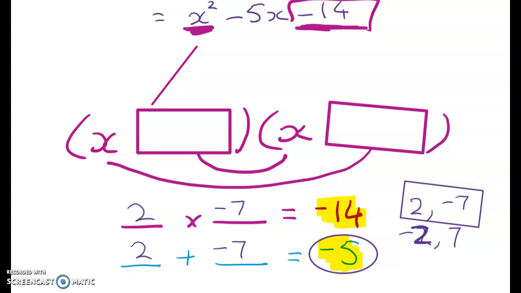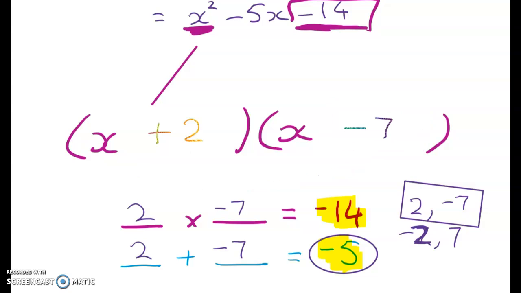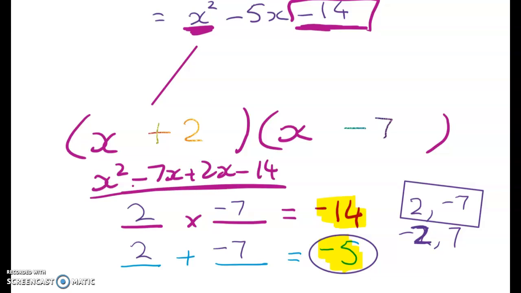Right, and when we put that back in, we can see if it works. So we never need to get a factorizing question wrong because we can always check it back. So we've got (x plus 2) times (x minus 7). Let's see if that works. Expanding it back, well, we get x squared minus 7x plus 2x minus 14. So it does work, right? Because this gives me the negative 5x.